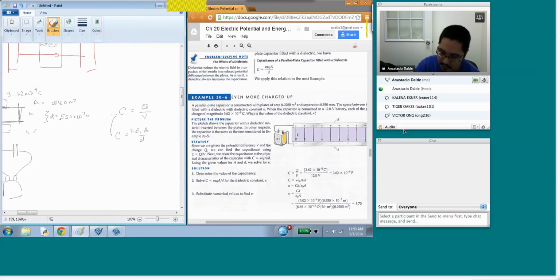So we're just solving for K. Well, it's the same capacitor, so it's K E naught A over D equals Q over V. We just solved for K. Yeah, exactly. So K equals QD over E naught AV. Are we cool? And we just plug in our numbers, and that's our answer.